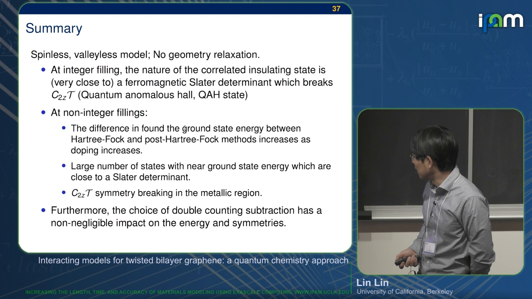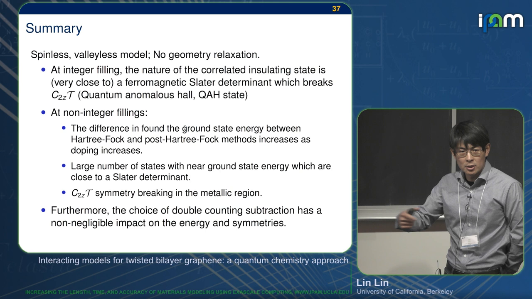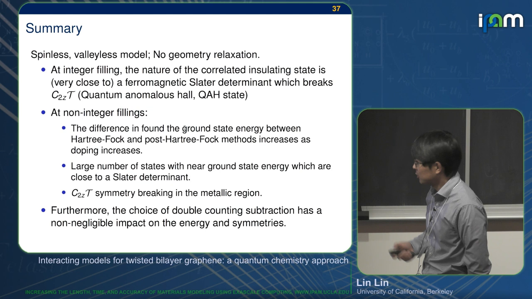And the C2T symmetry breaking can happen in the metallic phase. And also, the choice of the double counting needs to be carefully checked, and it's worth cross-validating a few subtraction schemes when doing this type of calculation to make sure you're getting roughly the right qualitative features.